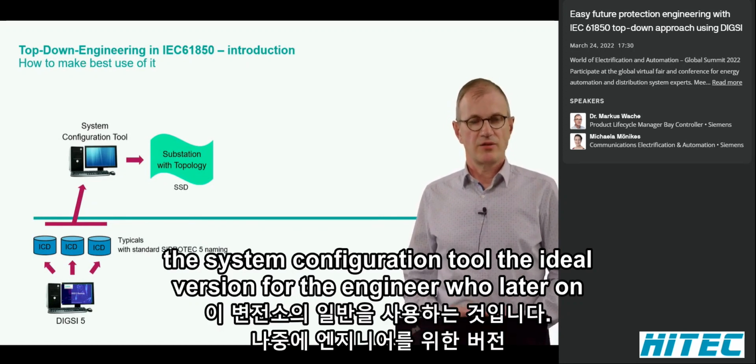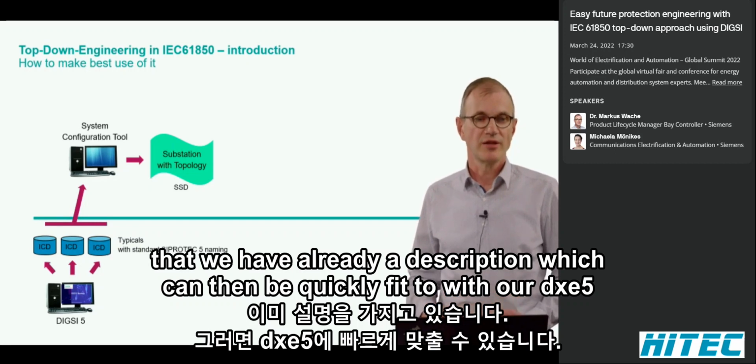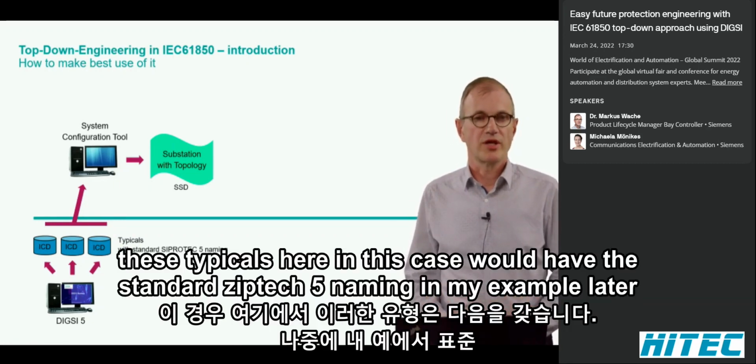The ideal version for the engineer who later on has the wish to use Siemens CPROTEC 5 devices is to use typicals coming out of the DIGSI, so that we have already a description which can then be quickly fit to with our DIGSI 5. These typicals here in this case would have the standard CPROTEC 5 naming.